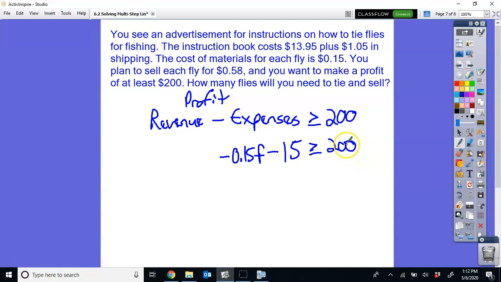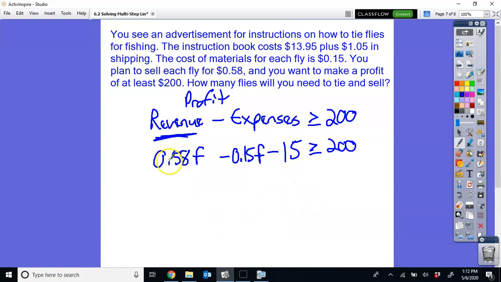You plan to sell each fly for 58 cents. So this is where the revenue comes into play. 58 cents times F is how much money I make. Notice that's the only thing that's positive here, is that 58 cents. So what this now will do is give me the ability to solve and find out how many flies I need to make in order to make $200 at least.